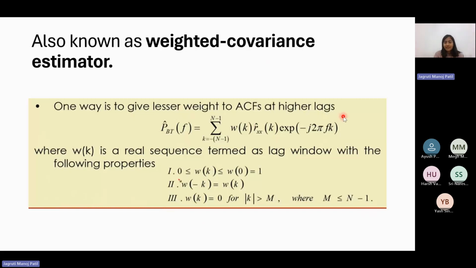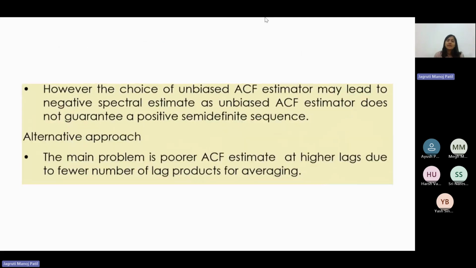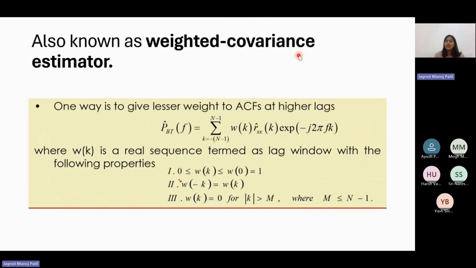Now, why a lesser weight at higher lags? Just to minimize the fluctuation, the variability that we are having there. So in this way they tried this particular approach, which we also term the Blackman-Tukey spectral estimator, but we also call it the weighted covariance estimator.